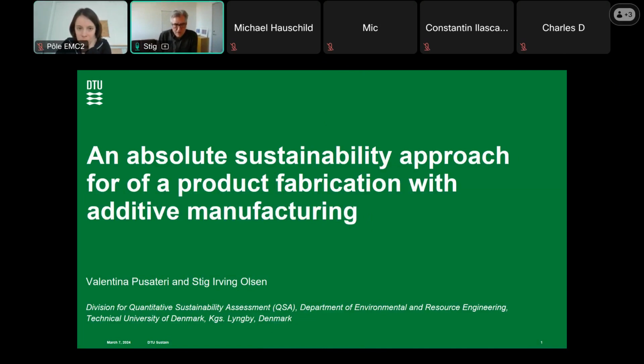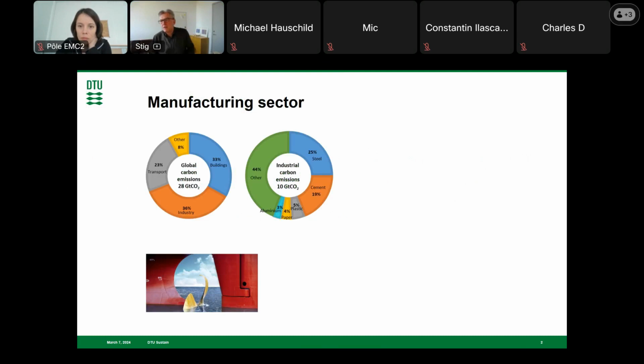So I'm going to share a specific application of this absolute environmental sustainability assessment for a boat propeller, which is one of the demonstrators, as Lucy just said, for this Grade2XL project. The boat propeller is produced by WAAM.